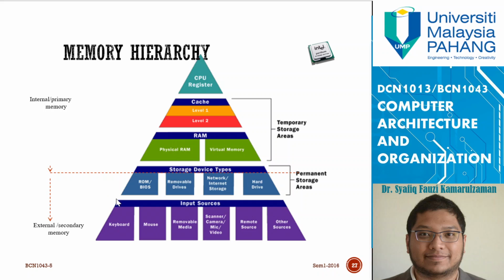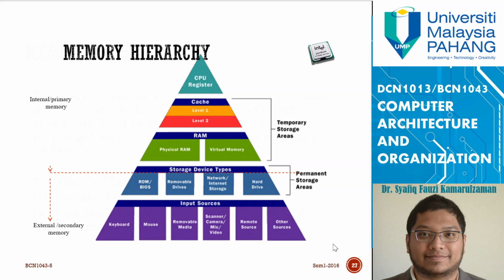At the bottom area, we have the storage device types, for example hard drives and removable devices. These have much larger space, but are way slower compared to other memory types like RAM, cache memory, and registers, so they become the lowest point. And finally, this is where our input source is. Some of the input sources also have a memory inside. This one is considered the slowest since it is the furthest away from the CPU.